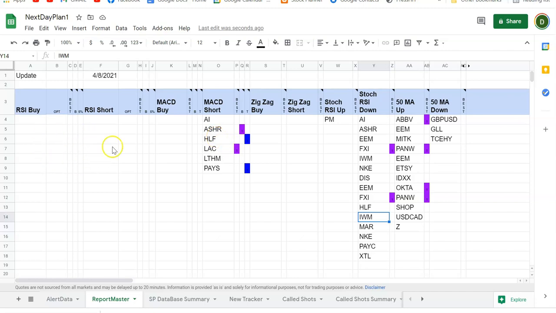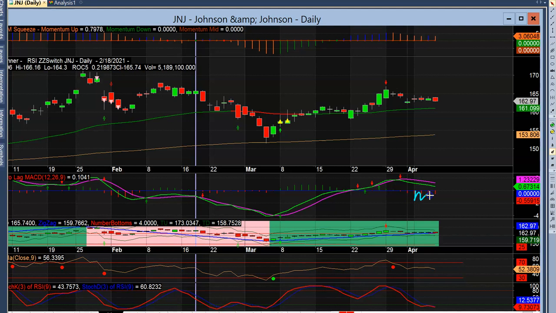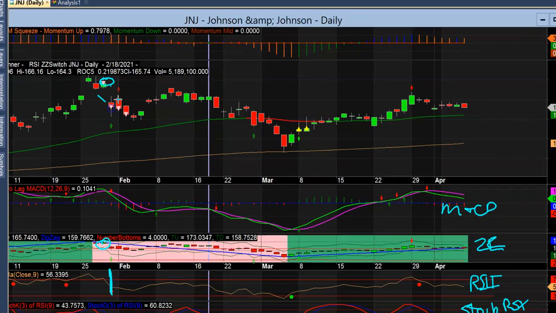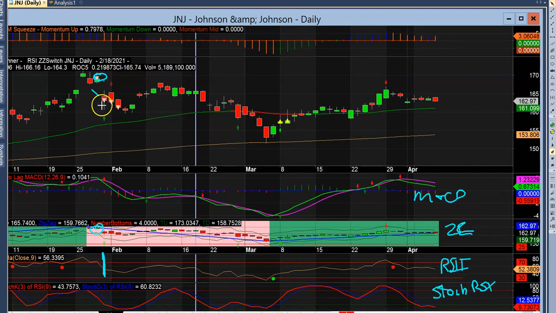But you notice there's no RSI buyers or shorts, and it hasn't been for a couple days now. This was my MACD, zigzag, RSI, and stochastic RSI. And if you see, my zigzag is at a short, zigzag is down, and the RSI dropped below the 30 at a signal, and that signal was good for a couple days.